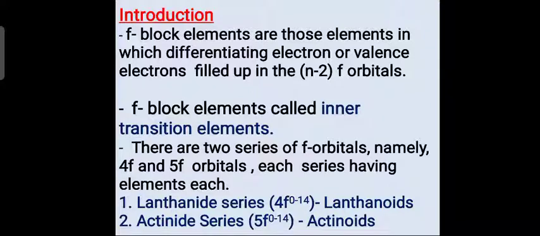Each series has elements. For the lanthanide series, the outer electronic configuration is 4f 0 to 14. Why 0 to 14? There are 7 f orbitals, and each f orbital contains 2 electrons. So 2 into 7, altogether 14 electrons. Similarly, the actinide series is 5f 0 to 14. Here also f orbitals are present, so a total of 7 orbitals, 2 into 7 is 14. Therefore, electrons fill from 0 to 14. These are also called lanthanoids and actinoids.